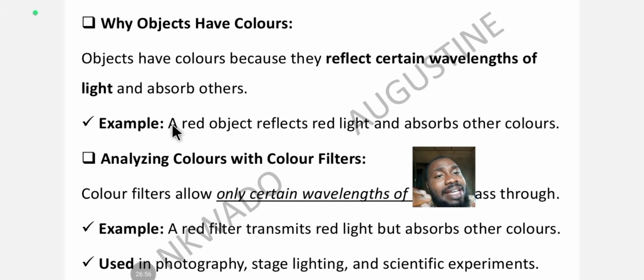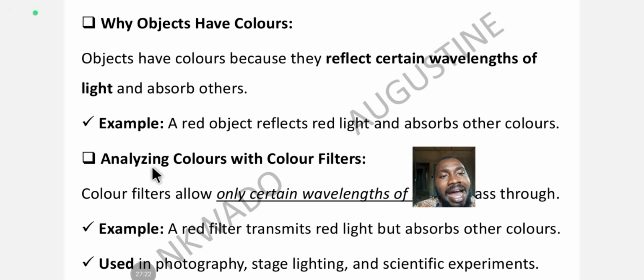The one that is left after absorption of the other colors. For example, let's look at the example we have here. A red object reflects red light and absorbs other colors. So a red object reflects red light. You know that it's red, so it's going to reflect red light and absorb all other colors. The color that it reflects is its color. Any other color, it will absorb.